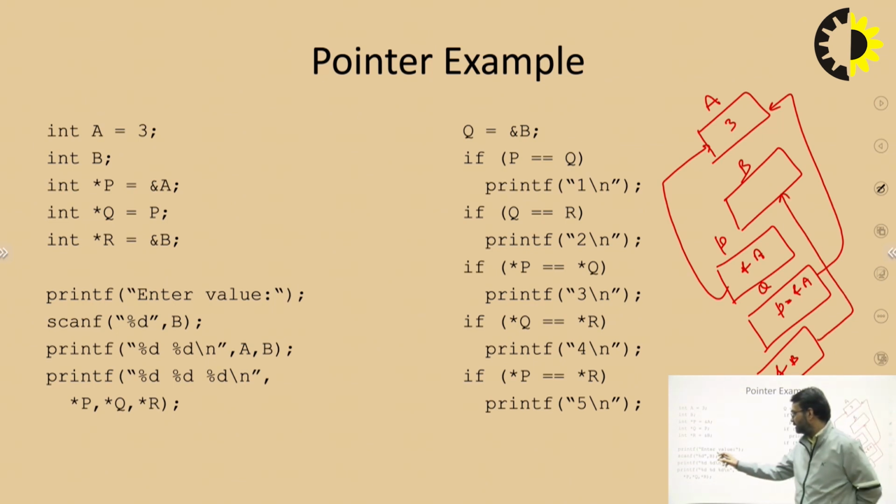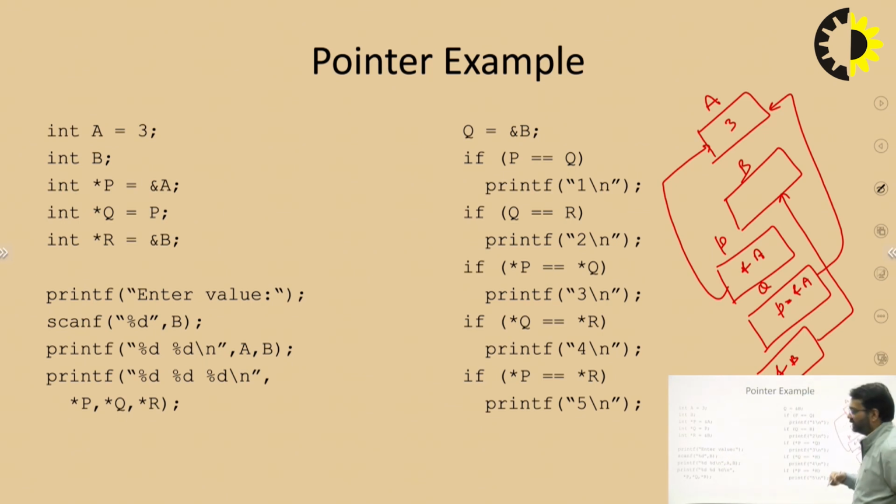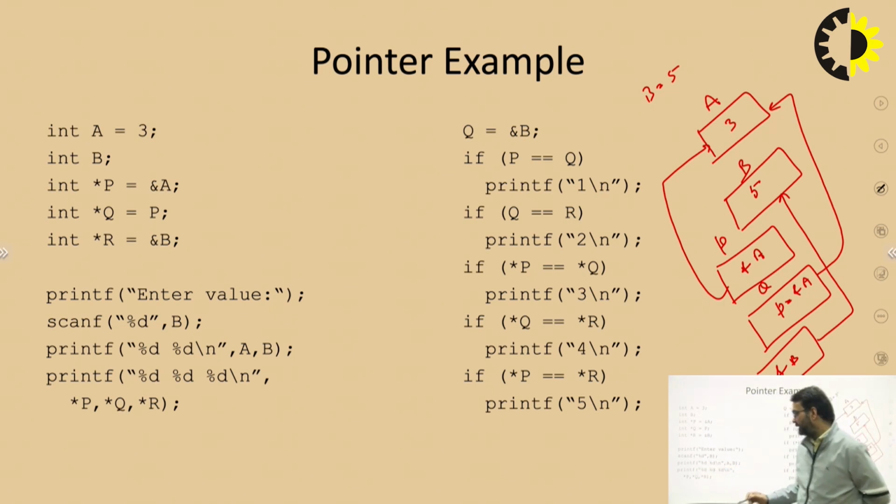Now first enter the value of b. So we are taking the value from the user. Suppose we are taking the value 5. So the value of b will be 5. Now the first output will be printed, that is a and b. So the value of a will be 3 and the value of b will be 5. So the first output will be 3 comma 5.